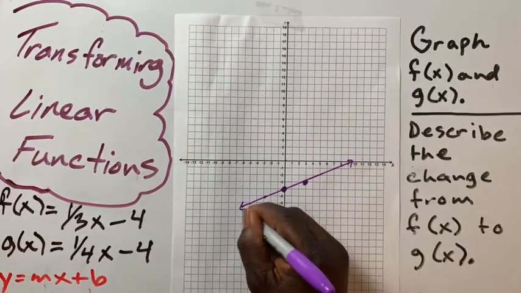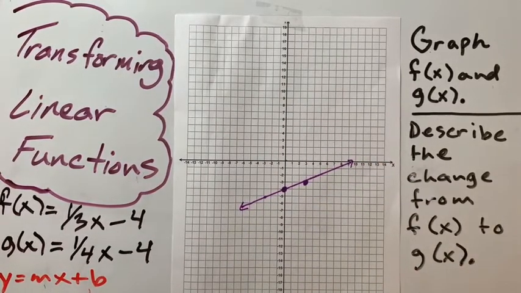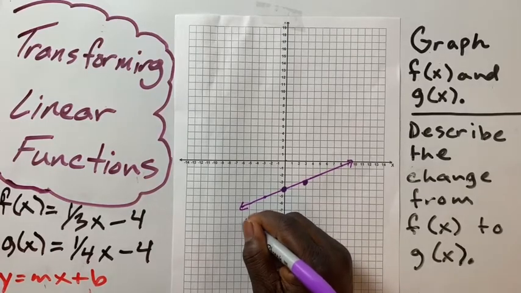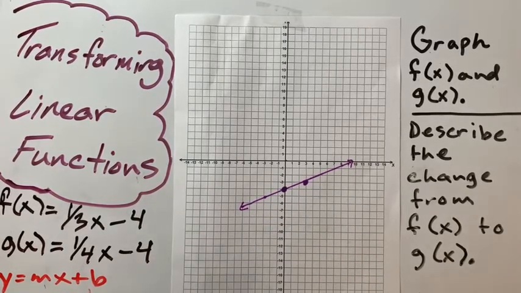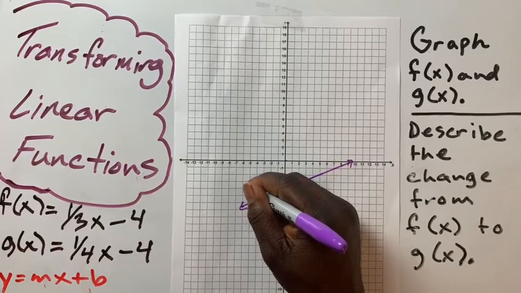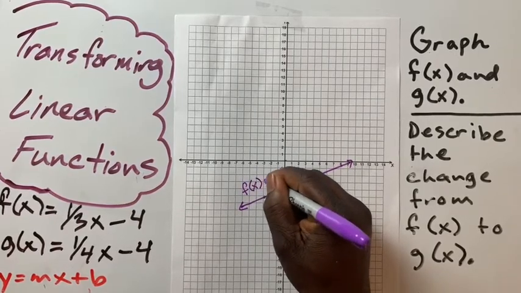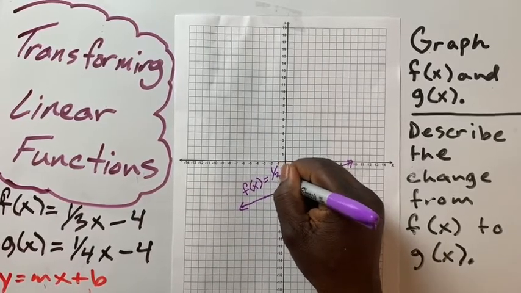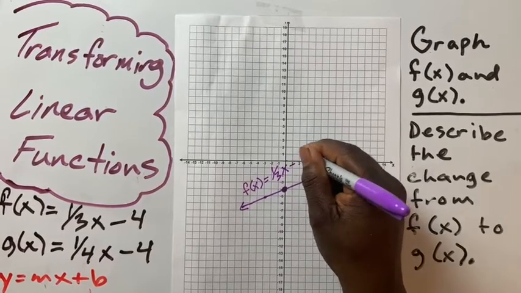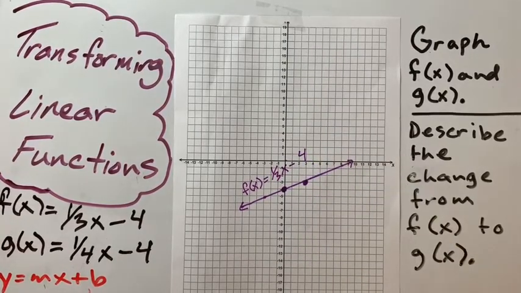Like I said in the last problem, some teachers will ask you to put the equation or the function next to the graph. So I'm just going to write it right here. Let's see here. I'll write it above rather. f of x equals 1/3 times x minus 4. Okay. Now let's graph g of x.